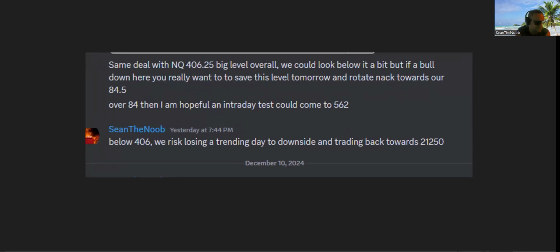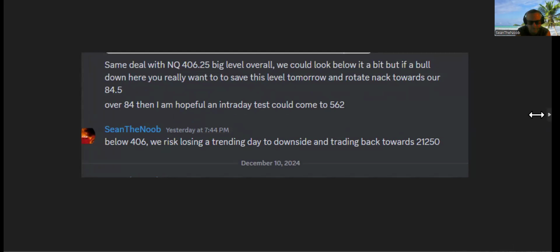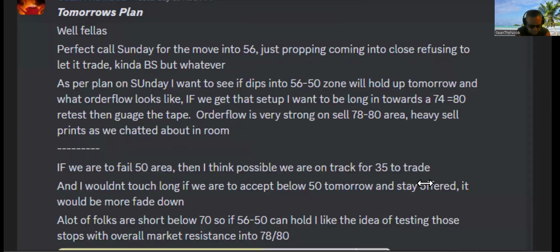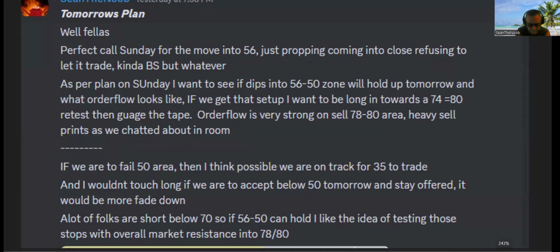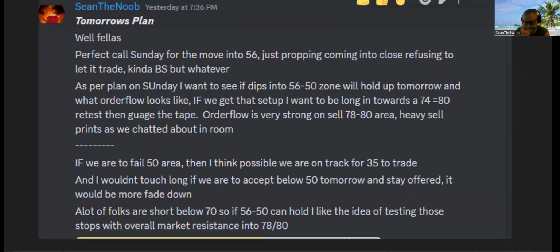Oh, there we go. Okay, so ES. This is sent out last night here. Okay, last night. I said perfect call Sunday for the move into 56. Just propping coming into the close, refusing to let it trade. Okay, so we got down low. My level that I wanted to see trade was 56.25 on the ES, right?